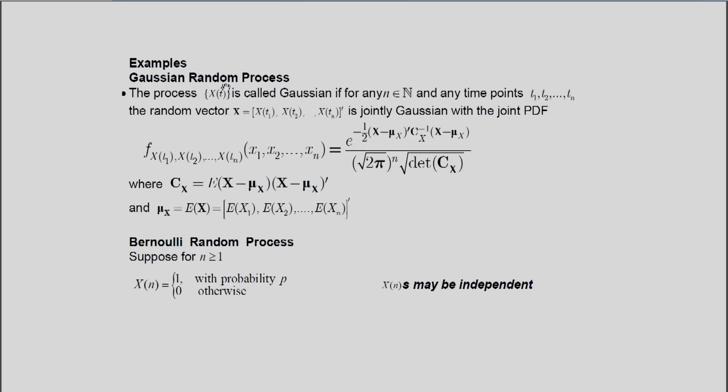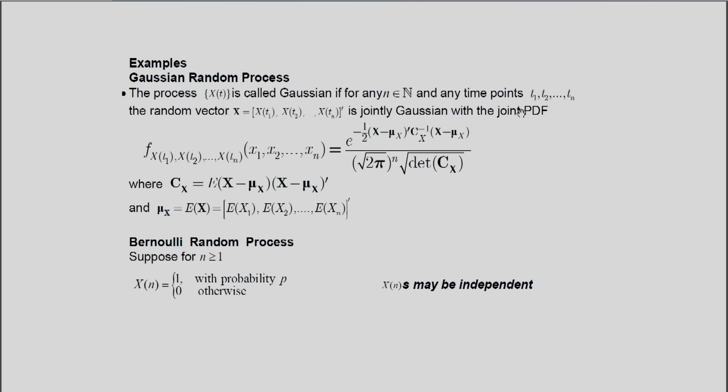I will give some examples of random processes. The first example is Gaussian random process, which is one of the most important random processes. The process x t is called Gaussian if for any n belonging to natural number, and any time points t1, t2 up to tn, we define a random vector xt1, xt2 up to xtn transpose. This n dimensional random vector is jointly Gaussian.